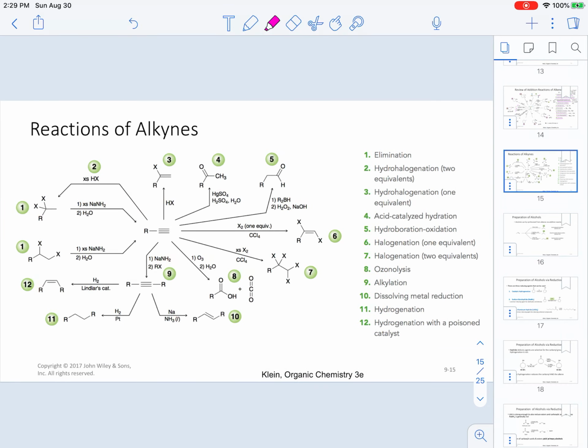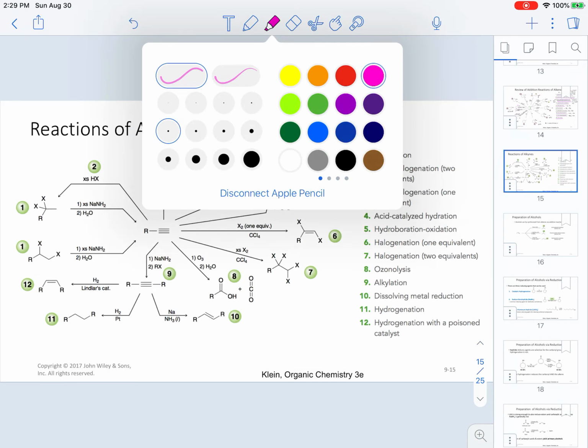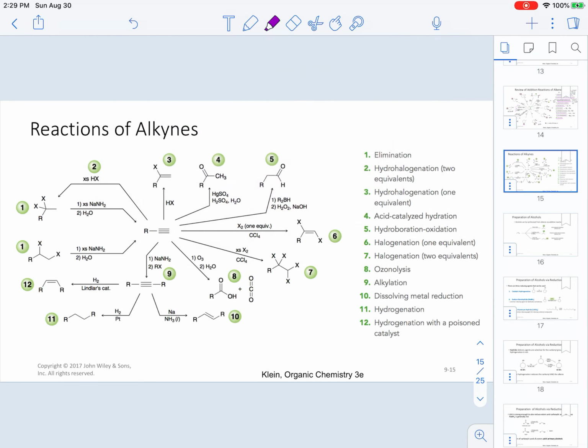Let's move on to talk about the reactions of alkynes. Similar to what I just mentioned in the reactions of alkenes, we have a wide array of reactions that we have done before. When it comes to this, understand that here we have a series of reactions that are placed here. So I will go over the 12 reactions that we have specifically here.